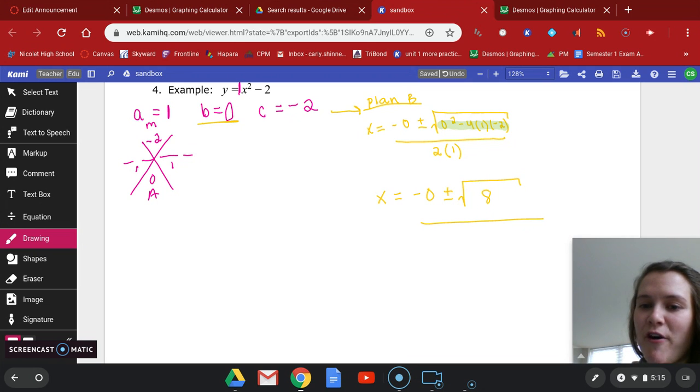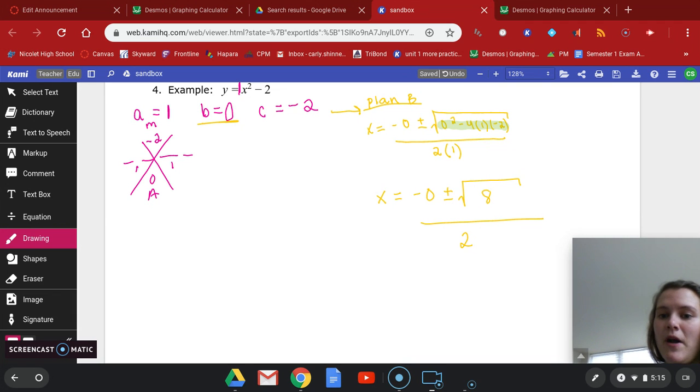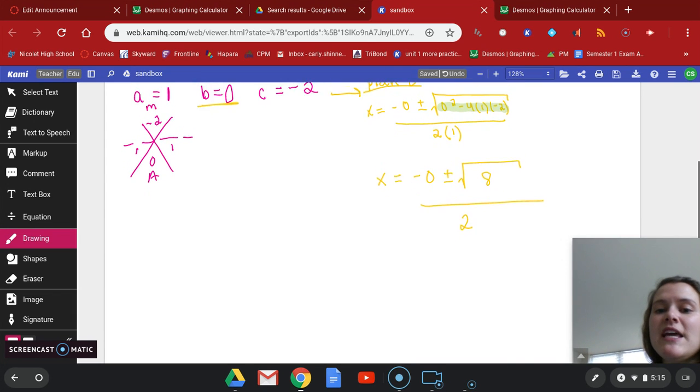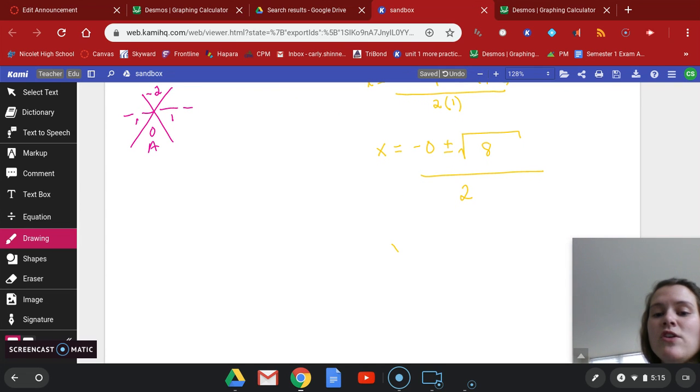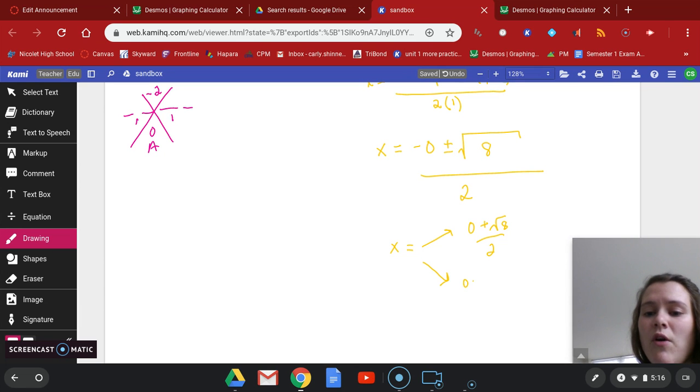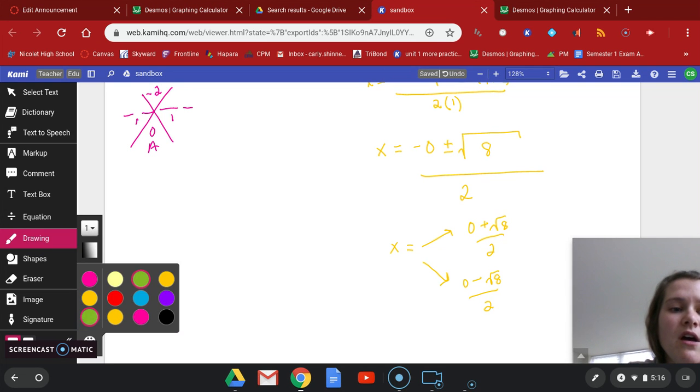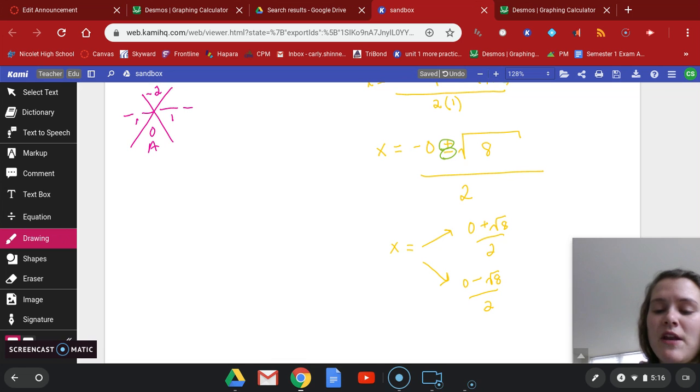Let's figure out our denominator, folks. I think we can do this one on our own. What's 2 times 1? That's just 2. All right. So let's keep simplifying here. I know that I'm going to have 2 different answers, right? So I like to break this up into 2 different slots here. -0, folks, is there anything? No, -0 is just 0. So it's really 0 plus √8 divided by 2, or 0 minus √8 divided by 2. So I've got to split it up into 2 separate sections, one for the plus and one for the minus, because it's plus or minus, okay?